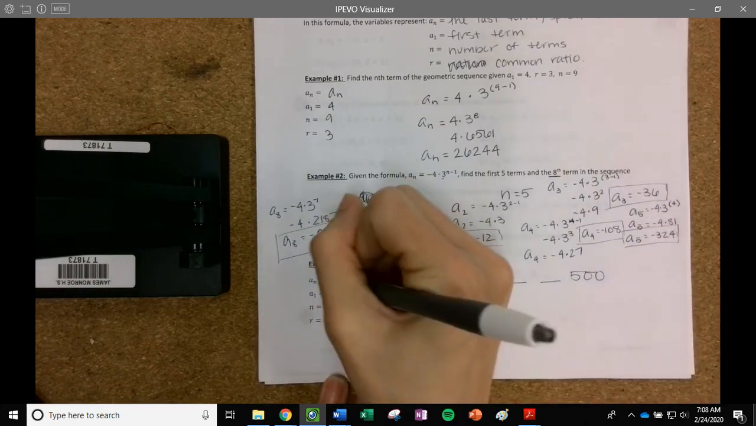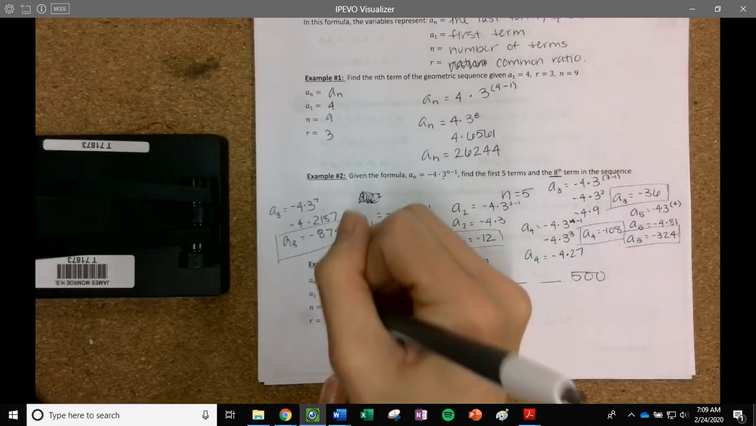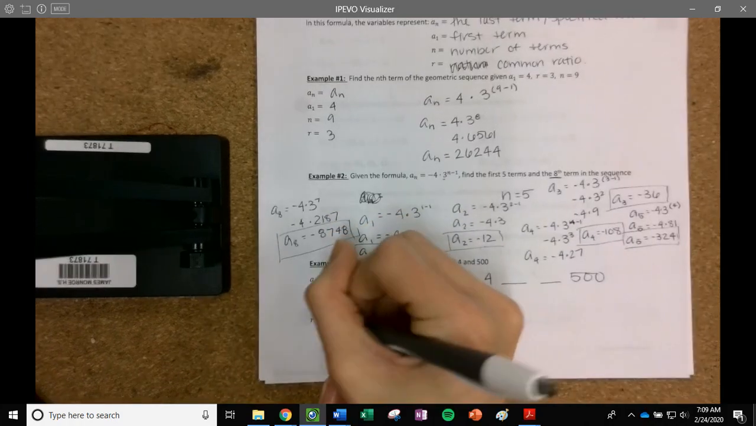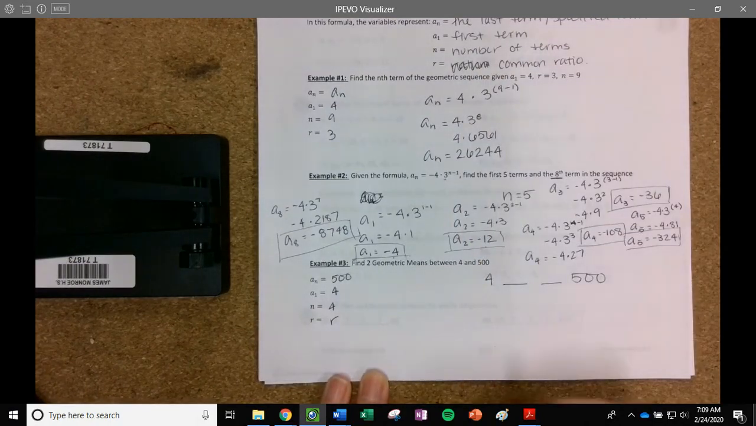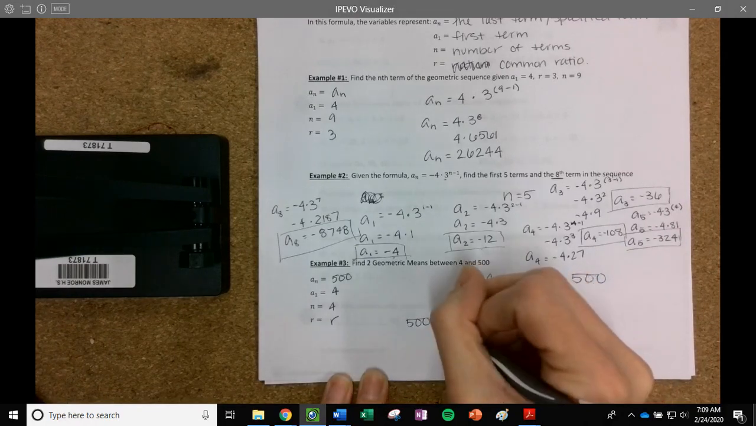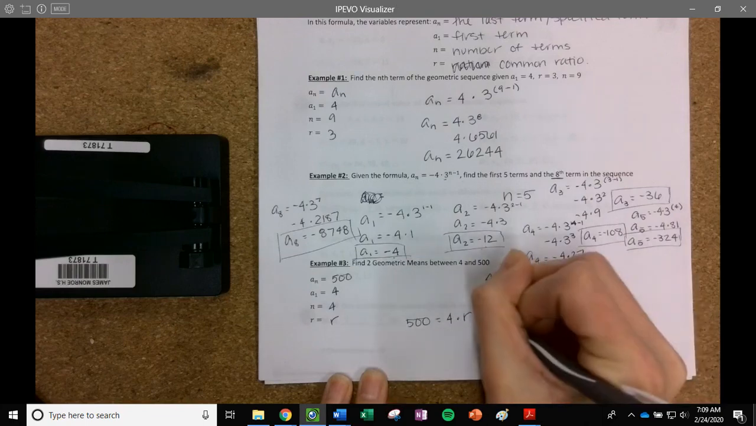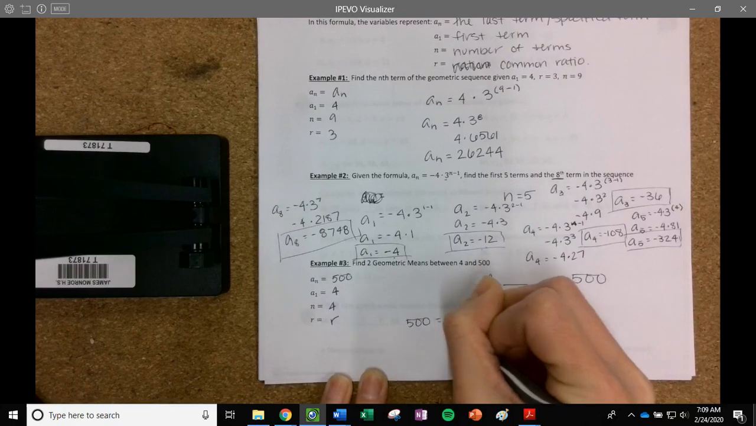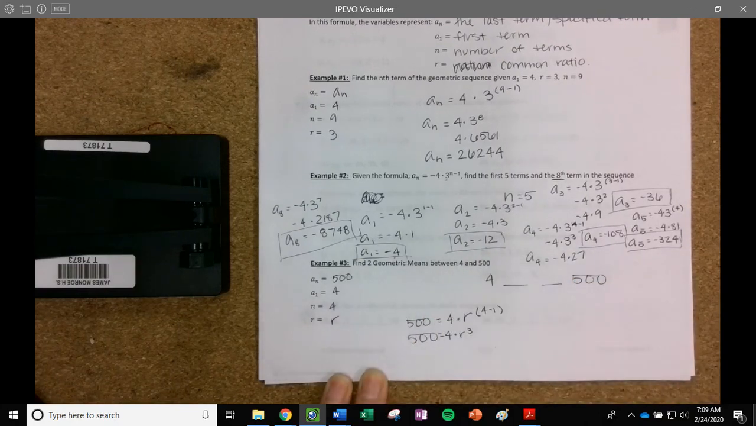My a sub n, my last number in this sequence, is 500. My a sub 1 is 4. My total number of terms is 4. And my ratio is what I'm looking for. That's my variable. So I'm going to use the formula. A sub n is 500. A sub 1 is 4. The ratio we do not know, raised to n, which is 4, minus 1. So that's going to give us 4 times r cubed. 500 equals 4 times r cubed.